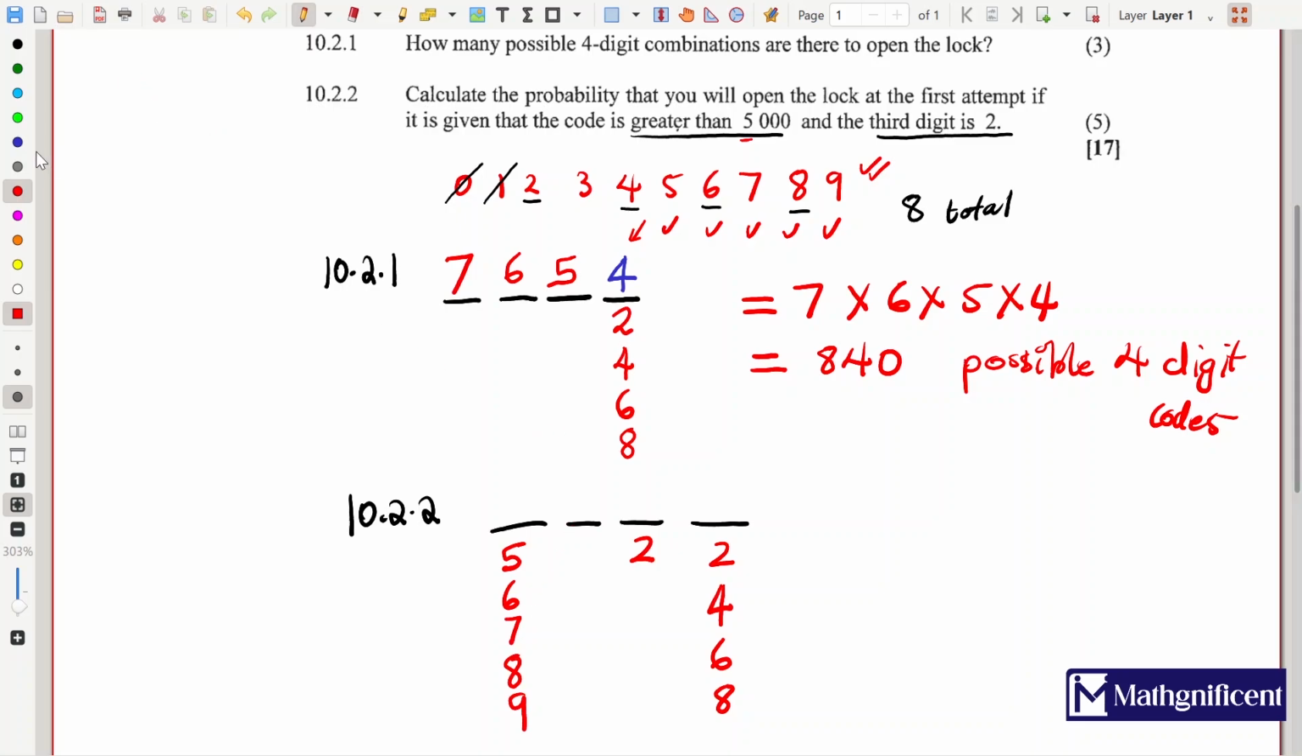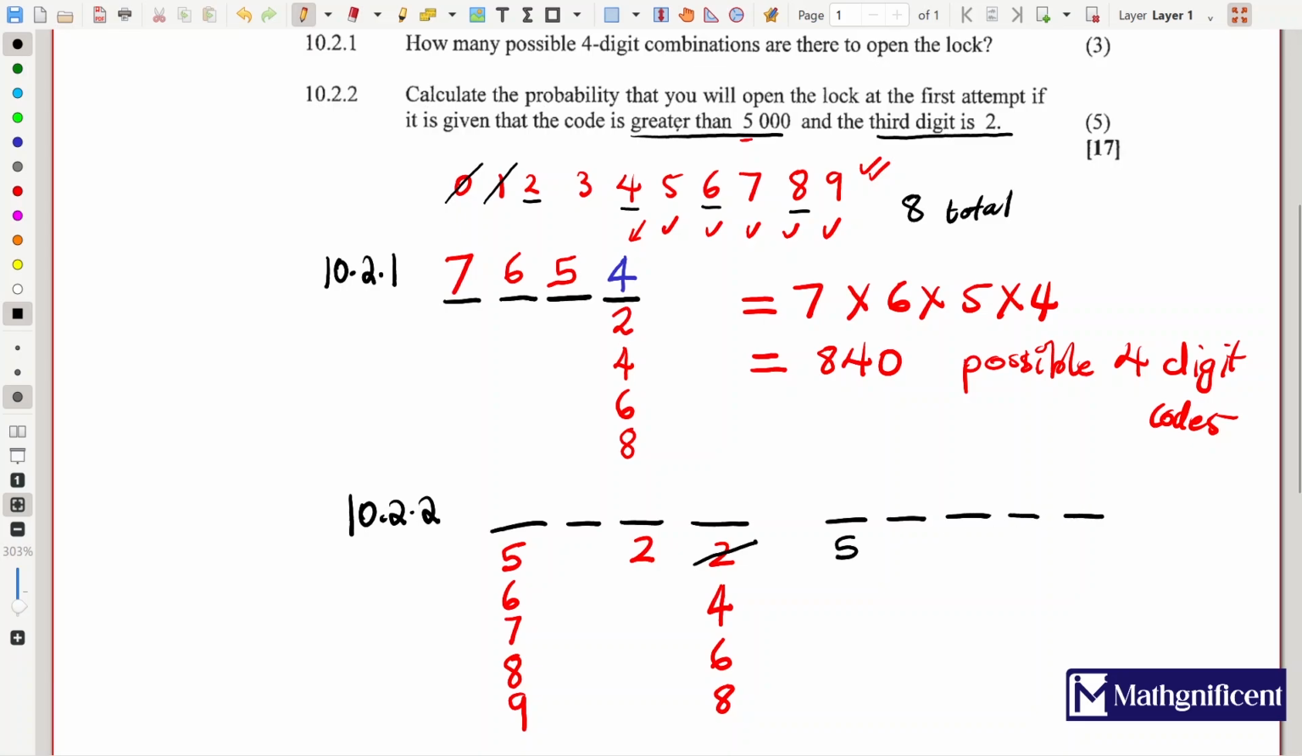So but then let's look at what we have here. Remember, the third digit here must be 2. If the third digit must be 2, it means that we can't have another 2 here, because repetition is not allowed, right? So this leaves us with this condition here.